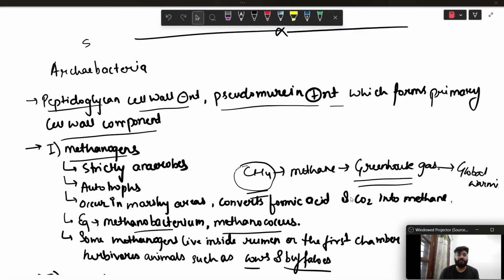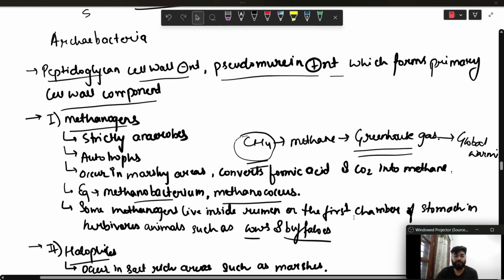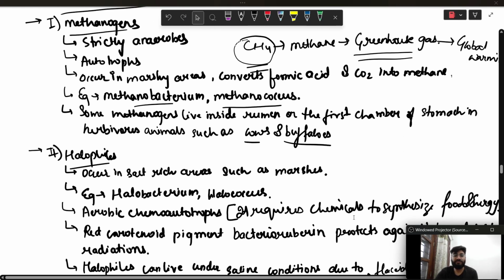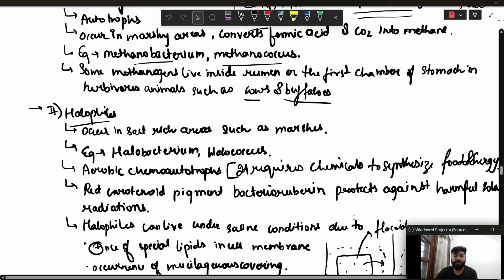Good morning, everyone. In the last class, we discussed archaebacteria and the different kinds of archaebacteria that are present. We talked about methanogens, which are present in the rumen of herbivorous animals such as cows and buffaloes. Then we talked about halophiles, which occur in salt-rich areas such as marshes. Examples of halobacteria are Halobacterium and Halococcus.